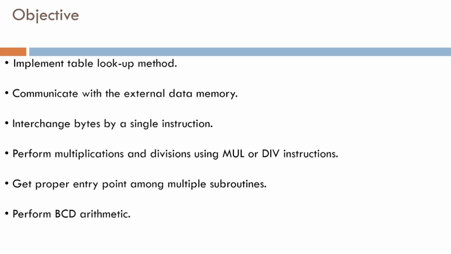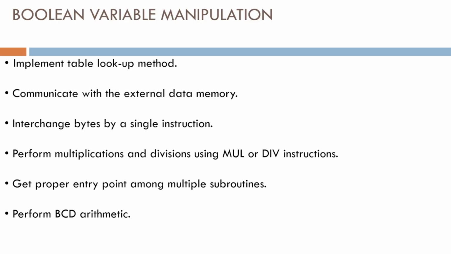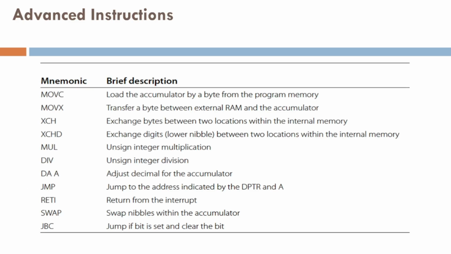unsigned numbers. Then we will go to get a proper entry point among multiple subroutines. We'll use some instructions which can be used to jump from different locations or can be used for multiple subroutines. Then we'll have a look into the instructions which are basically used for BCD arithmetic. These are the instructions that we are going to cover today, which we call advanced instructions related to MCS 51.